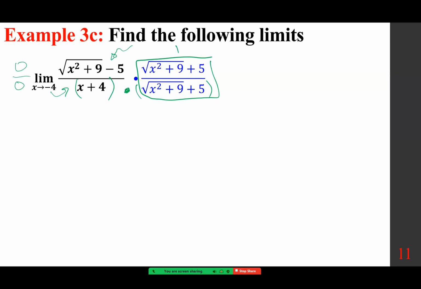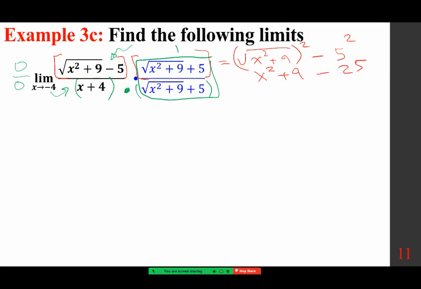Why is that? Because x is approaching -4, which makes this one 0, and a factor of x plus 4 is a problem we are hoping to get rid of. So what happens to the top? We are multiplying these two, we get a squared minus b squared, which gives us x squared plus 9 minus 25, or x squared minus 16.